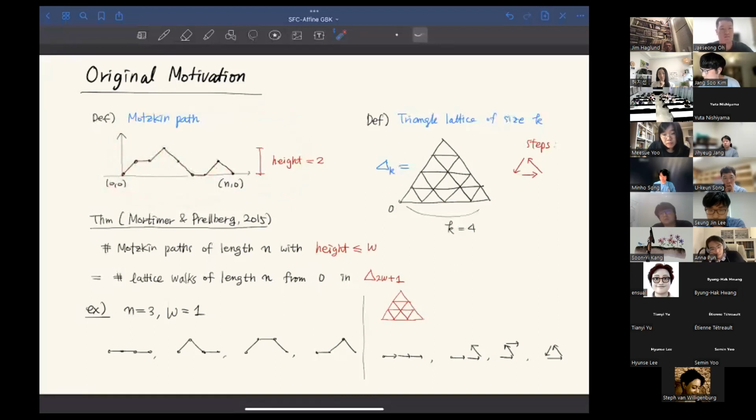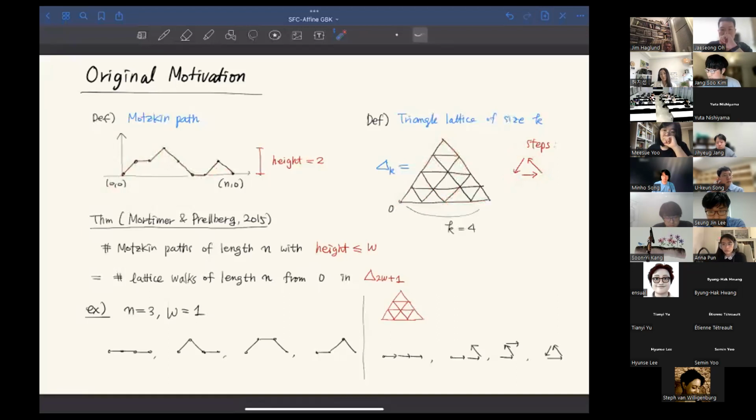And on the other side, let's look at this triangular lattice of size k. That means we have this triangle divided into smaller triangles of size 1. Here the number of sides in the last row is the size of this triangular lattice. We have 3 possible steps, this step, this step and this step. We start from this corner and consider all lattice walks consisting of these 3 steps, but the ending point can be anywhere.